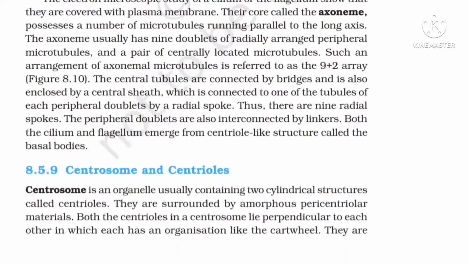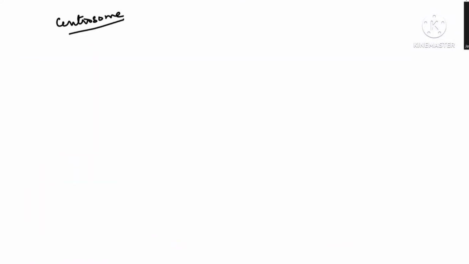So now we are going to start with the centrosome. The centrosome is an organelle containing two cylindrical structures. They can ask you with respect to the shape. And two cylindrical structures are known as centrioles. Now see the diagram carefully. First of all, this pair of cylindrical structures is known as diplosome.